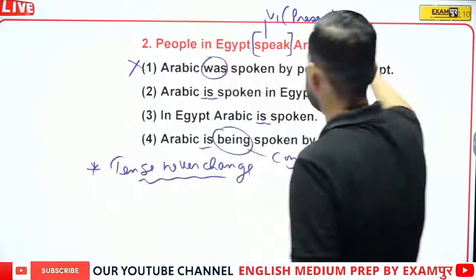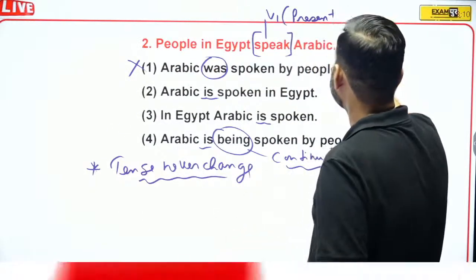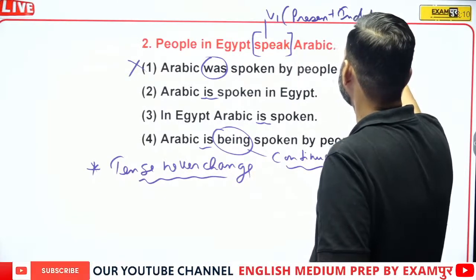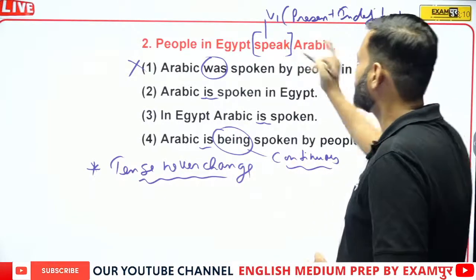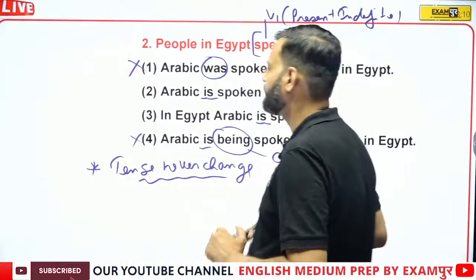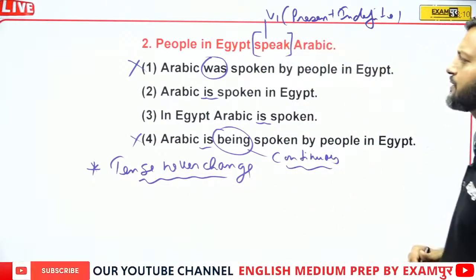And this sentence is present indefinite. This sentence is not continuous, so being cannot be used. So eliminate this, option 2. Now we have two more options left.